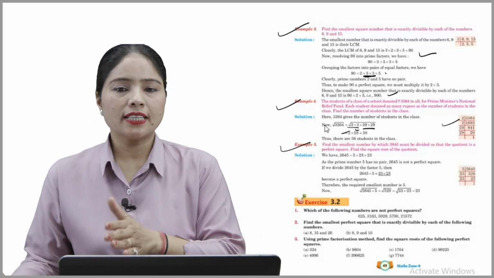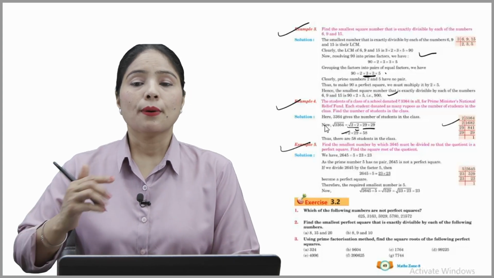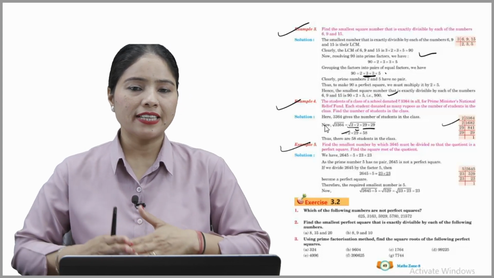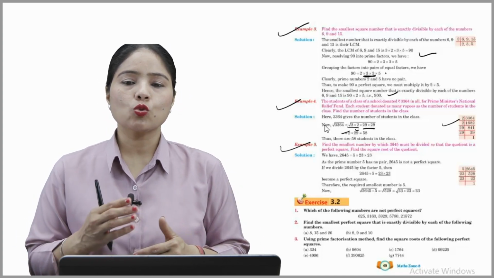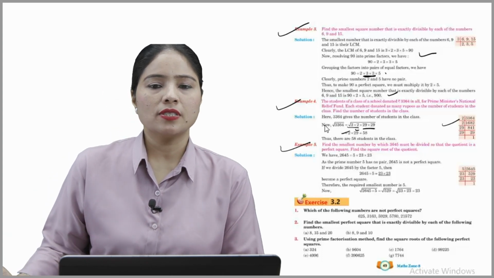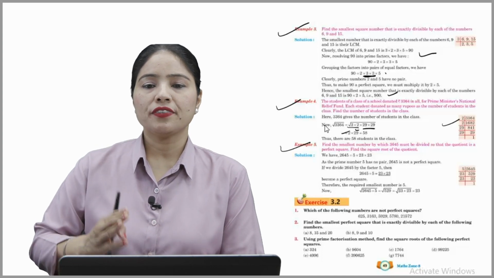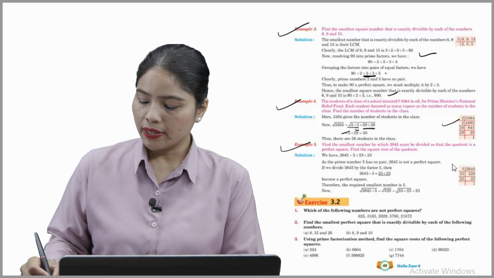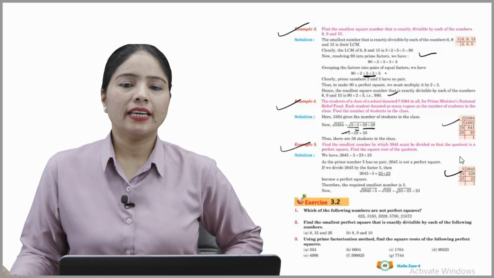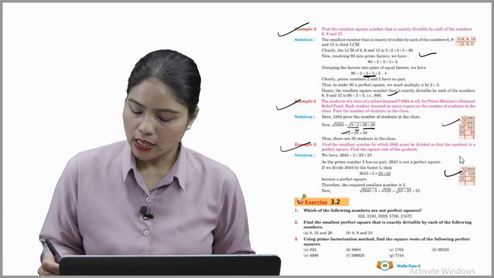Find the smallest number by which 3645 must be divided so that the quotient is a perfect square. Find the square root of the quotient. So we have 2645. So what we need to do, 5 into 23 into 23. These have become our factors.